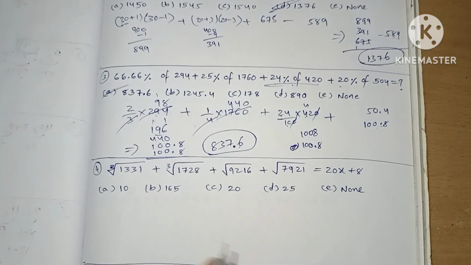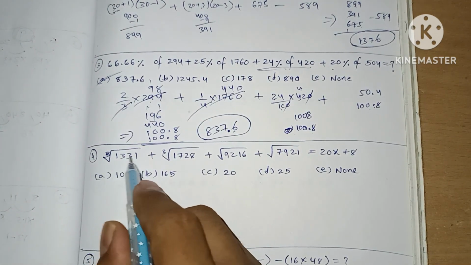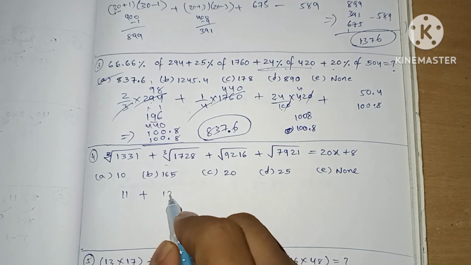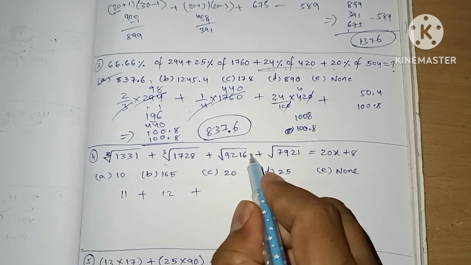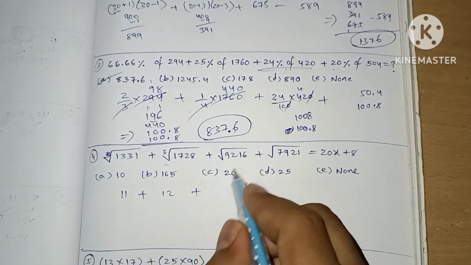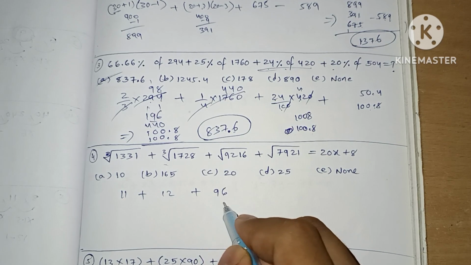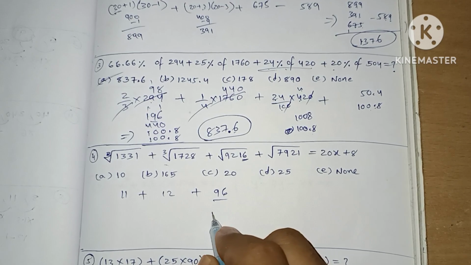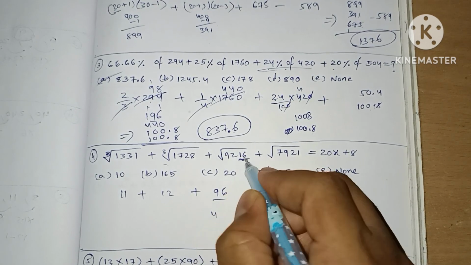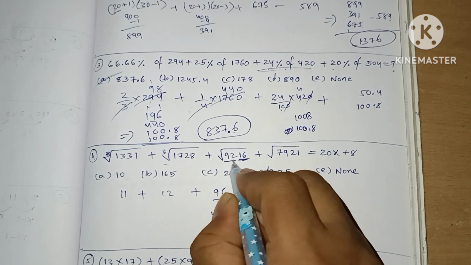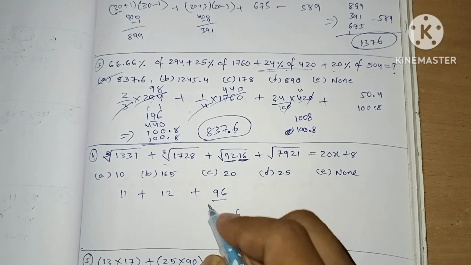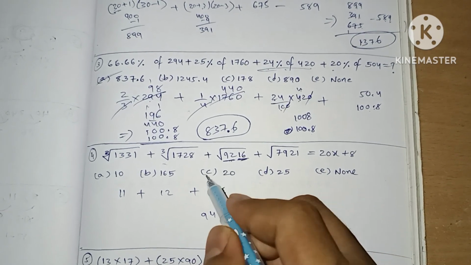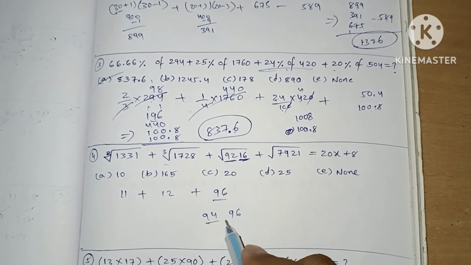Next, fourth question. Cube root of 1331, which is 11, plus cube root of 1728. The value for this one is 12, plus square root of 9216. I know this value as 96. How I find this one: unit digit is 6, so the unit digit must be either 4 or 6. Leaving 2 digits, we have 92. The nearest square for 92 is 9 square, which is 81. If we take 10 square, it is greater than this one. So the number must be 94 or 96.